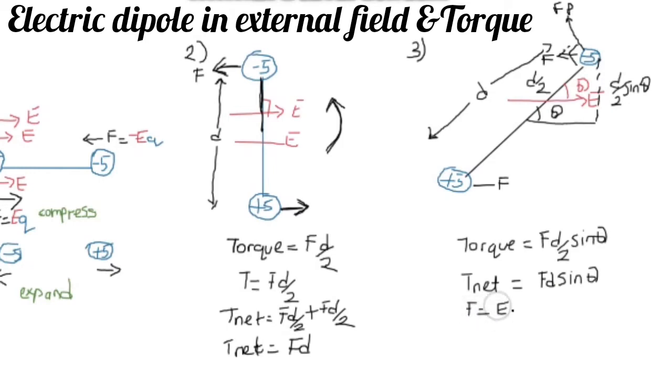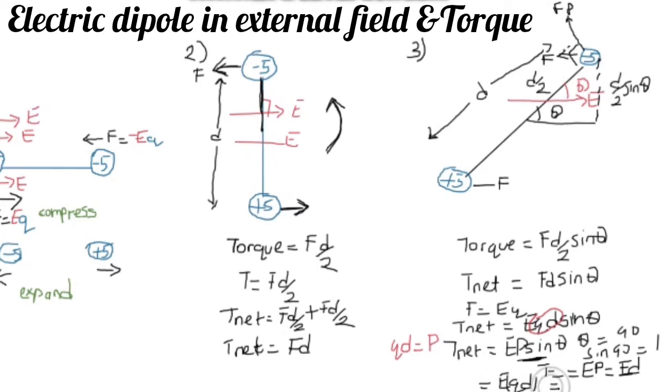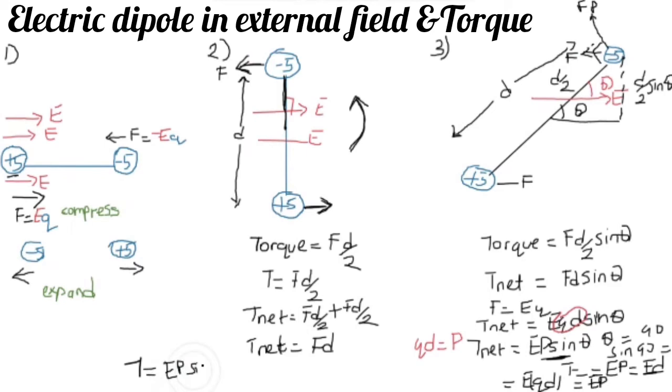F is equal to electric field times charge, so the torque is equal to EQd sine theta. Can you remember what this quantity is? I bet you can. It is the electric dipole moment, so we can write this equation as torque is equal to EP sine theta. We can use this equation also for the perpendicular position or any position at all, just that we know for the perpendicular theta is going to be equal to 90, so sine 90 is 1, so torque is equal to EP, which is the same thing as what we got, Fd. Fd will give EQd, which is equal to EP. So T is equal to EP sine theta is the general formula you can use to find the torque of an electric dipole.